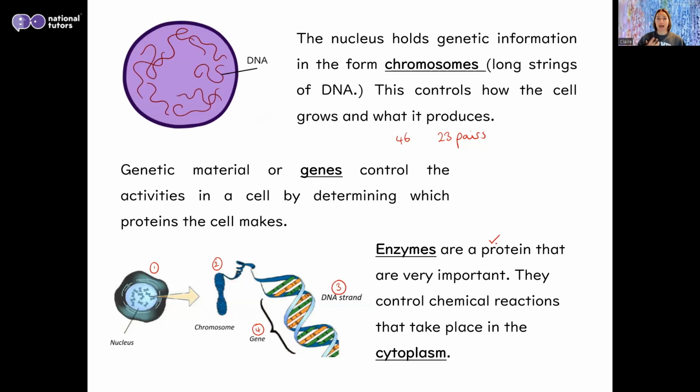If there is a chemical reaction happening, an enzyme is involved. Enzymes are essential. If we didn't have enzymes, we wouldn't be here. We are relying on little pieces of protein, basically. And as I said before, they control chemical reactions that take place in the cytoplasm. That's where all the chemical reactions happen.